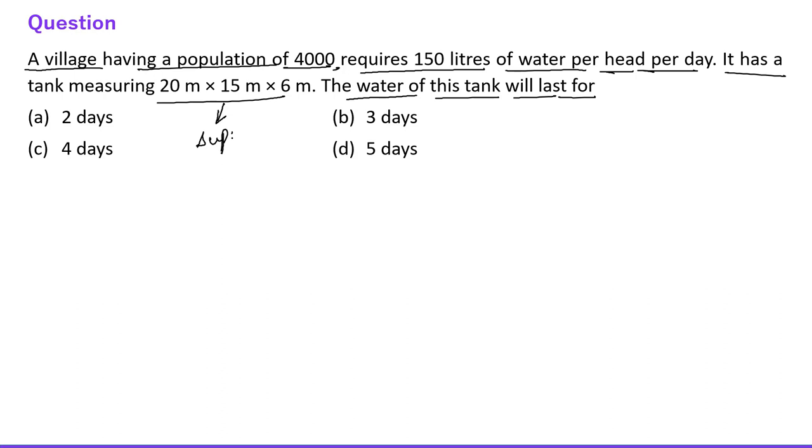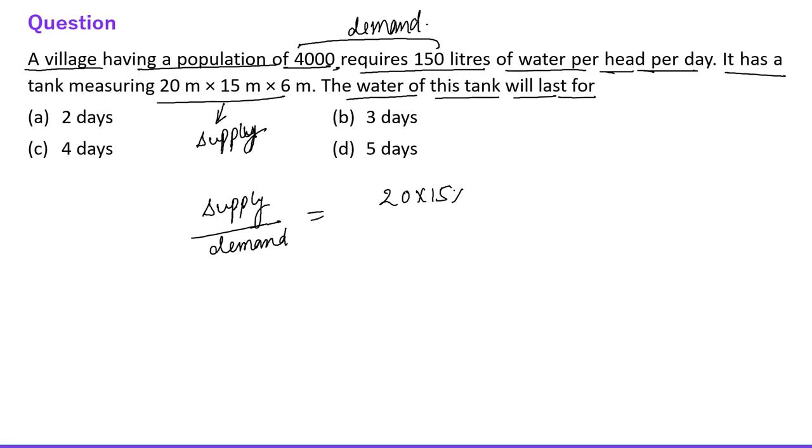Sorry. This is actually the supply. And this is demand, or you can say requirement, right? We need to find for how many days the water of the tank will last. So obviously we just have to do supply divided by demand, right? That's it. Fine. So supply is 20 into 15 into 6 meter cube.